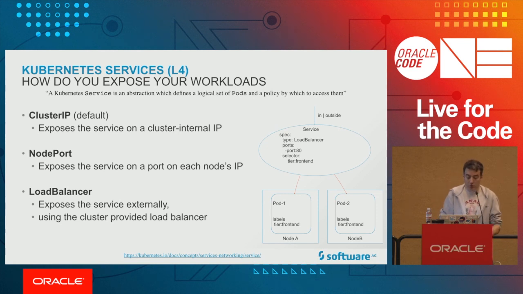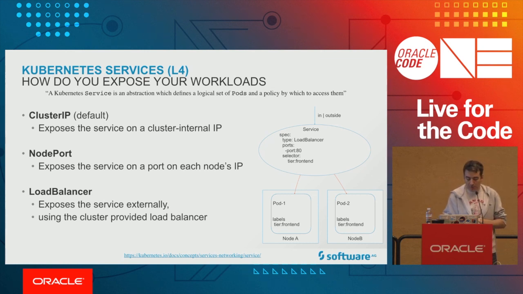So you would want to expose it. To do that, you would define a service. By default, it's cluster IP, which is the most common. The cluster IP service is a type of service that exposes your workload on a cluster internal IP, so that your workload would be available from within your Kubernetes cluster, but not from outside the Kubernetes cluster.